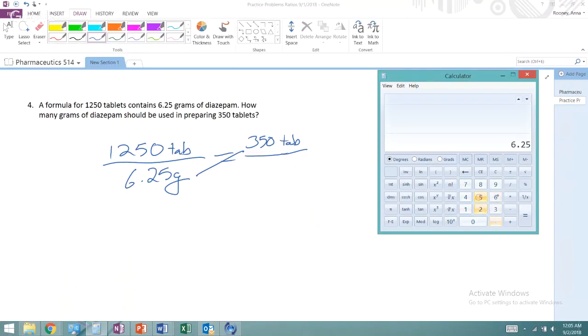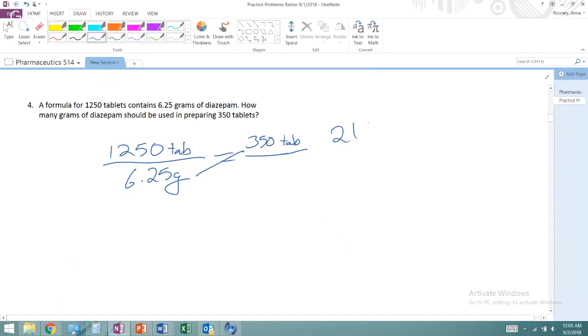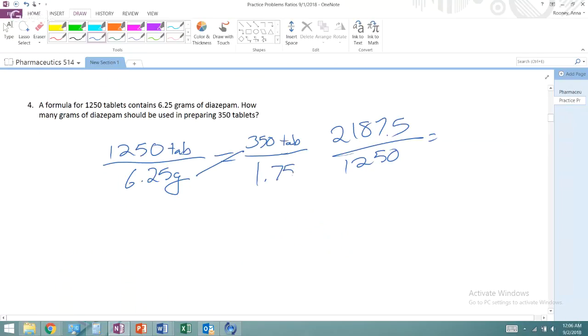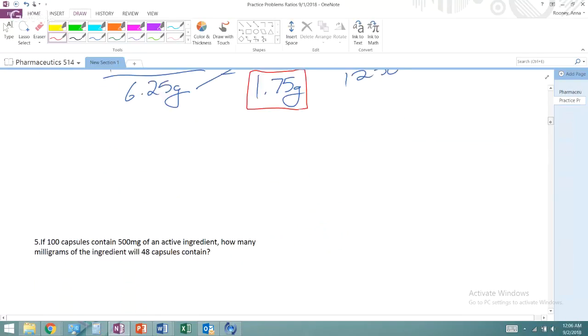So 6.25 times 350. All right, so 2187.5, and then you divide that by 1250. I'm just writing out everything so that you guys can see my thought processes. So 1.75 grams of diazepam is required. So yeah, there is a real life application to that one. That can happen.